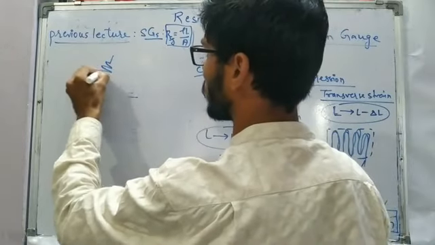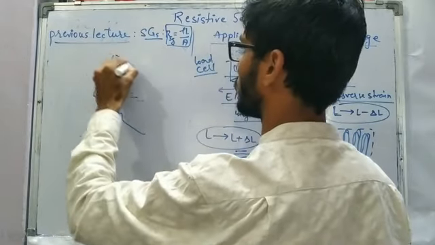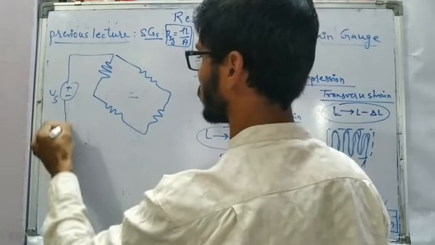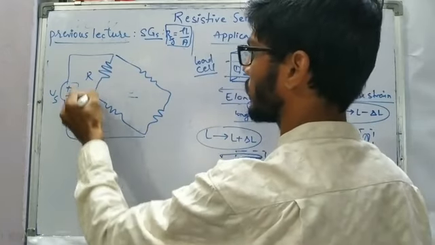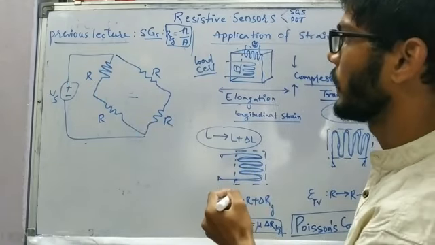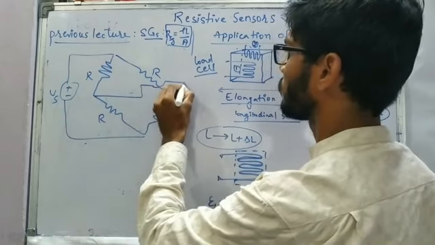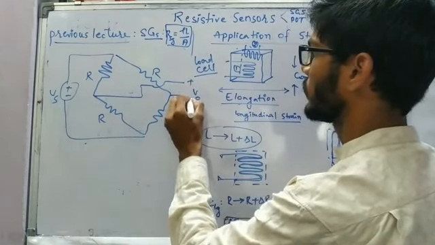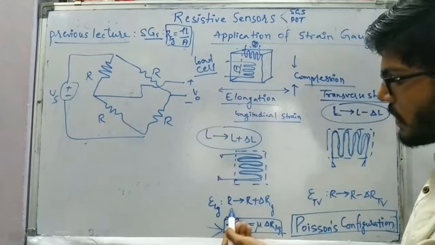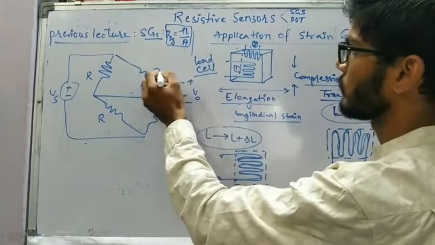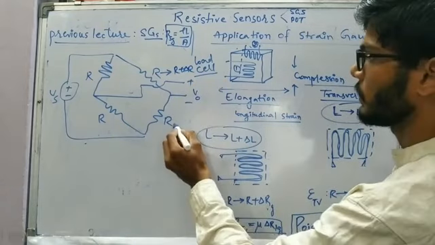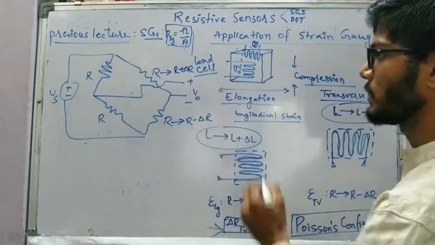So if we take a Wheatstone bridge, which is going to have 4 arms in it, and let us take the supply voltage as Vs, and we'll consider all the resistances of the arms as R, and we'll take the output voltage as V0 plus minus. Now, one strain gauge is going to feel R plus delta R, and this one is going to feel the compression, so we'll take it as R minus delta R.